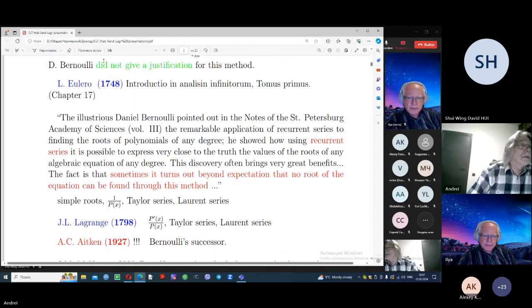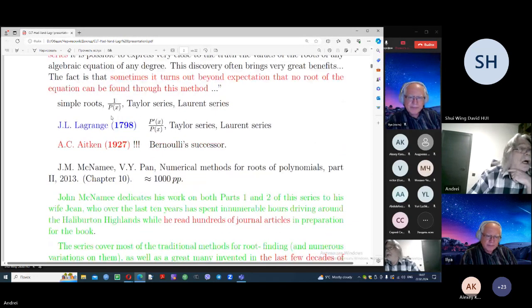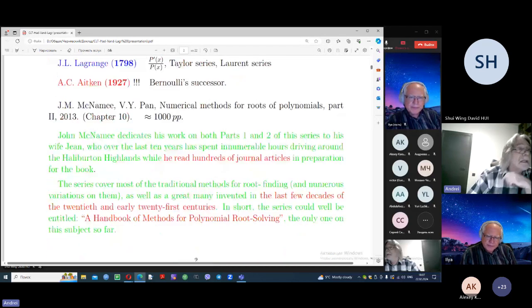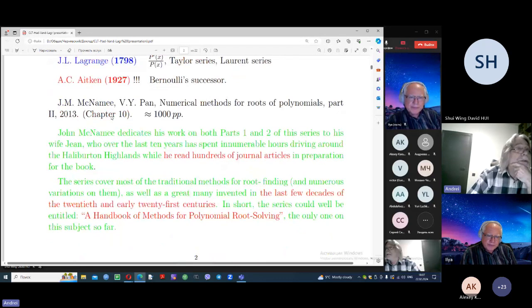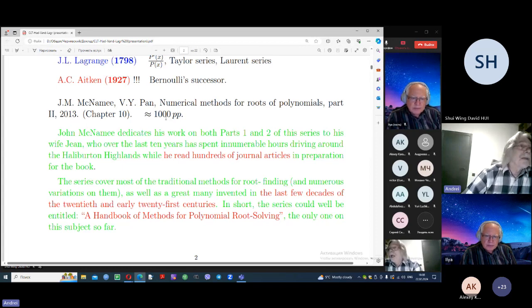And Kalantari with Span in 2013 published a book, in fact a two-volume monograph of about a thousand pages. The whole monograph is devoted to numerical methods for roots of polynomials. And namely, chapter 10 in this monograph is devoted to what I have mentioned before.